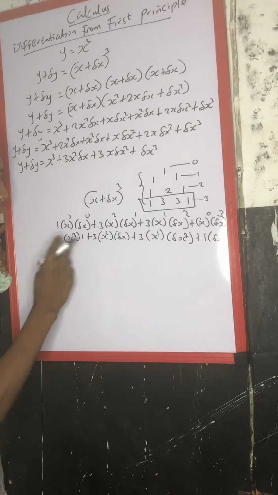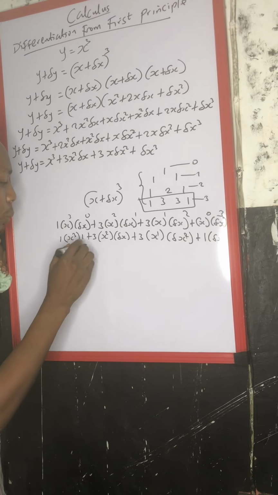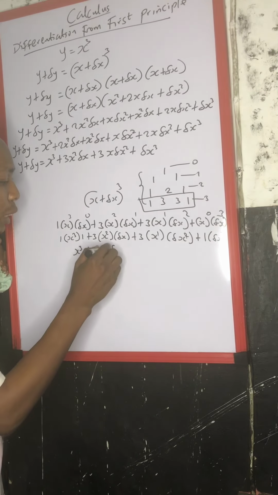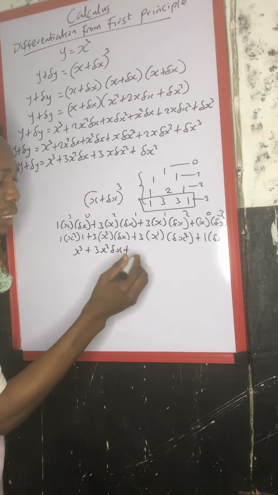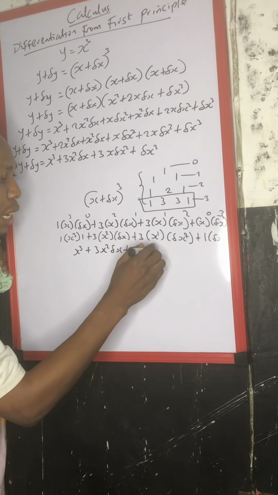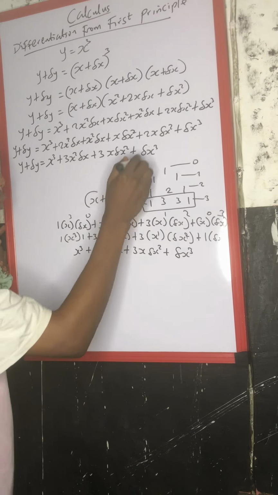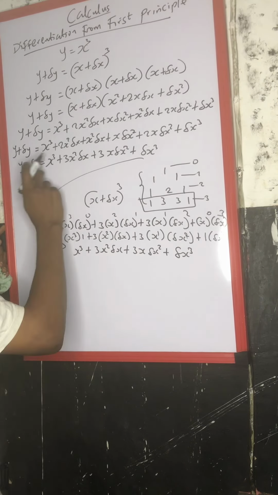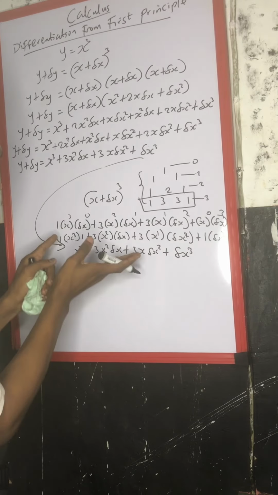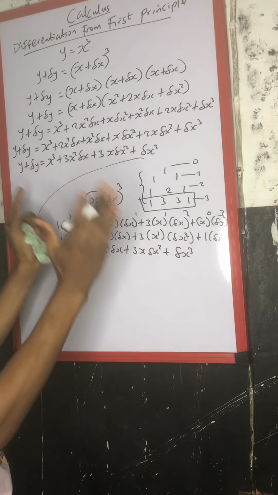So from there, 1 times everything here, we still have s cubed, plus 3s squared changing x, plus 3 times everything here, we have 3s changing s squared, then plus changing s cubed. If you observe, it's still the same thing with this. So this one is when you are opening all the brackets normally.